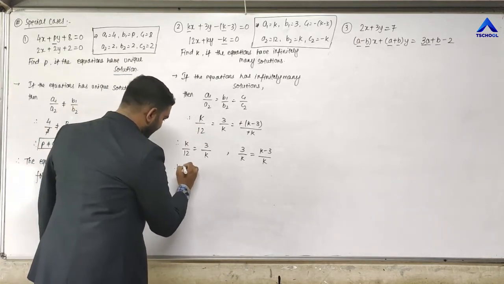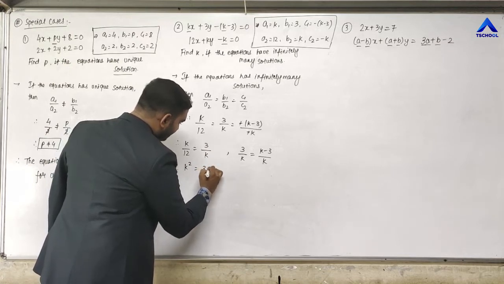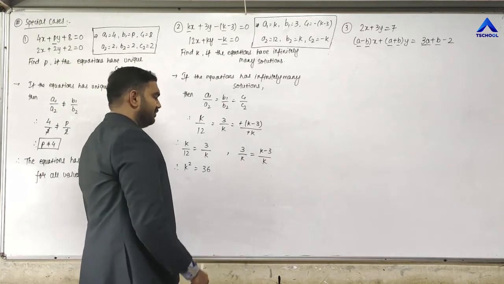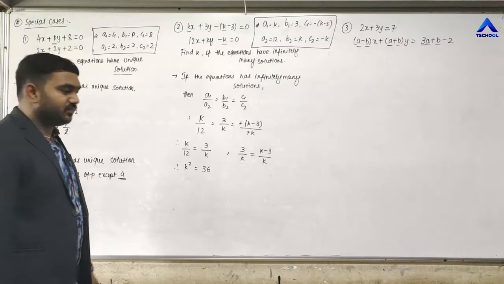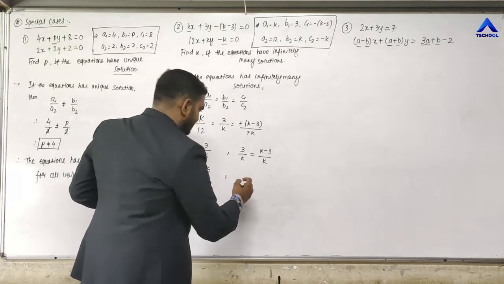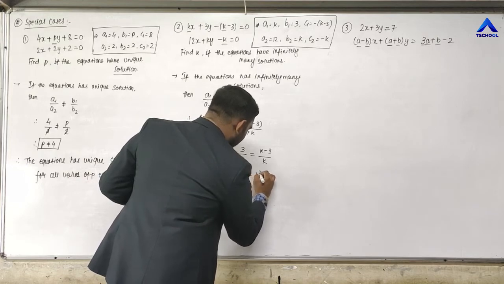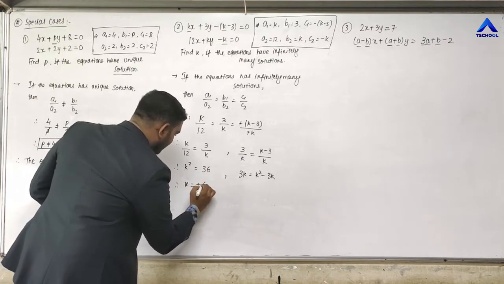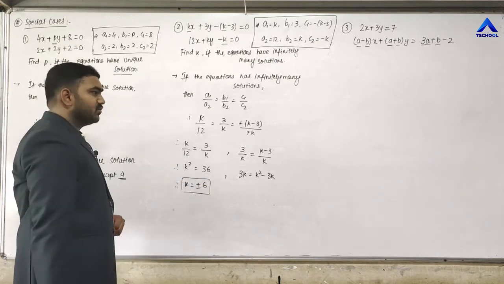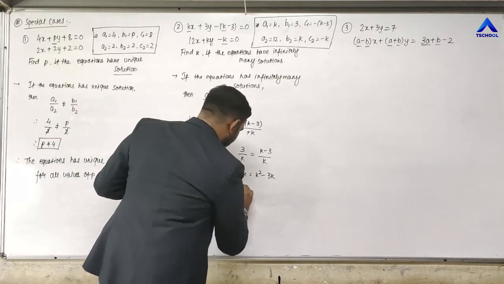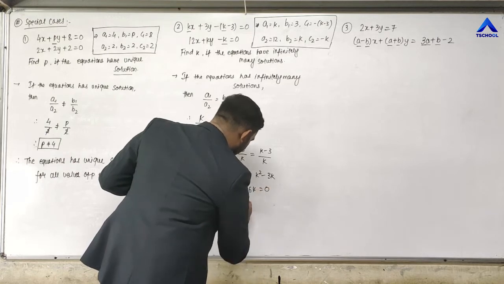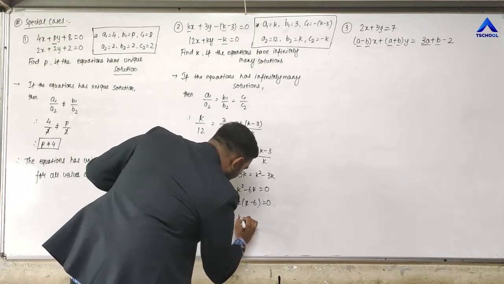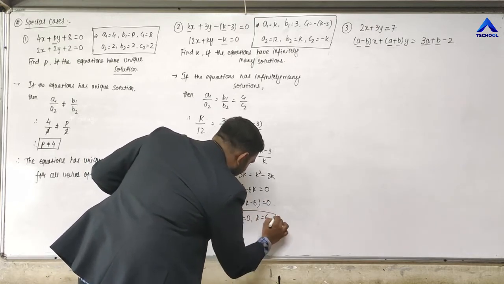Cross multiplying here, I shall get k square is equals to 12 into 3, 36, and here you can directly cancel out the denominators also, but rather than cutting down the denominators, let us cross multiply. That is 3k equals to k square minus 3k. So from this we can get k is equals to plus or minus 6, right? And here we shall get k square minus 6k equals to 0. Therefore k into k minus 6 is also equals to 0. Therefore k equals to 0 or k equals to 6.